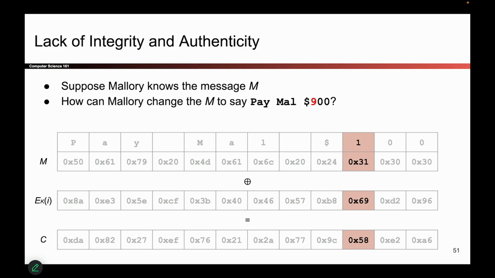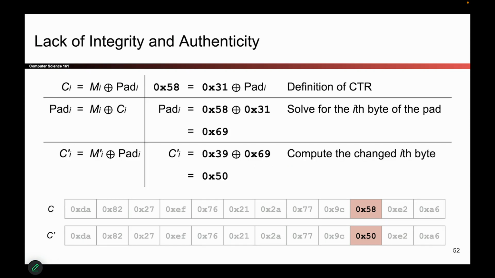So now we can do just a little bit of algebra to figure out how Mallory should change this byte. Right now it says 58. What should Mallory change it to so that when Bob tries to decrypt it, he ends up getting 900 instead? So we could just do a little bit of algebra. It looks more complicated than it actually is. So the first thing we can do is write out the definition of XOR. Ciphertext is equal to the plaintext XORed with the pad. We've seen that before. That's how one-time pads work. We know the ciphertext. It's 58 because that was what was sent, and Mallory intercepted it.